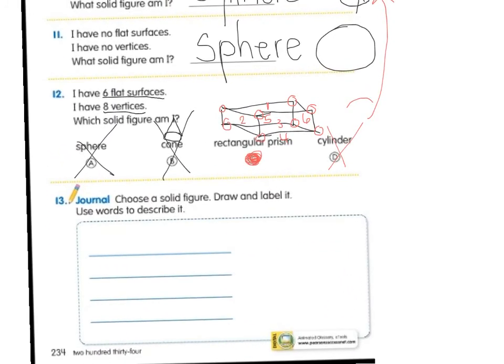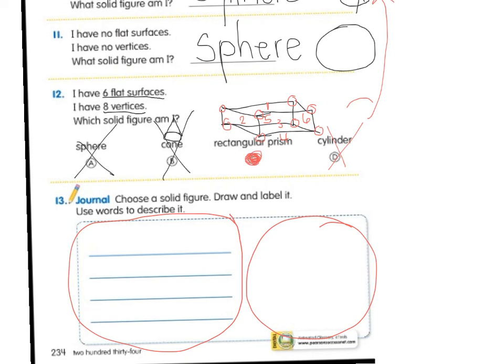Number 13, choose a solid figure, draw and label it, and then use words to describe it. So you're just going to pick a solid figure, draw it here, and then describe it with how many vertices and flat surfaces it has over there. When you're finished, you may raise your hand to get this checked.